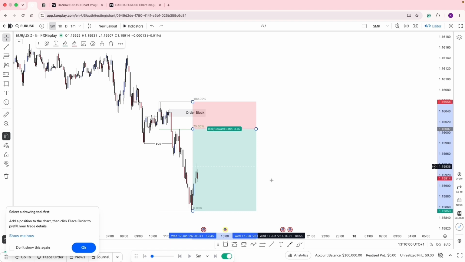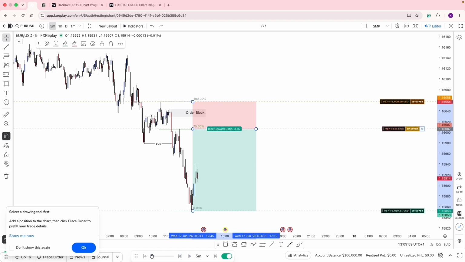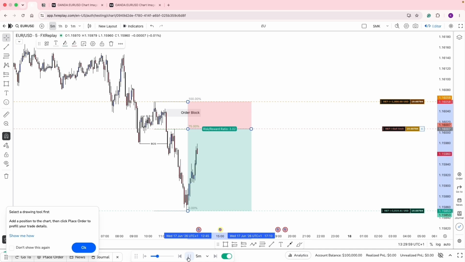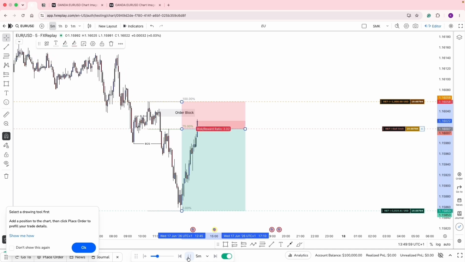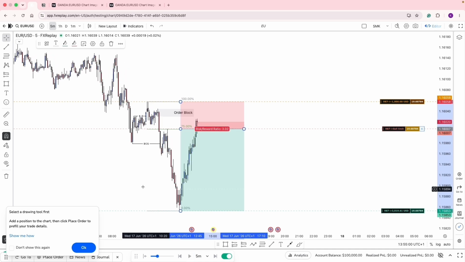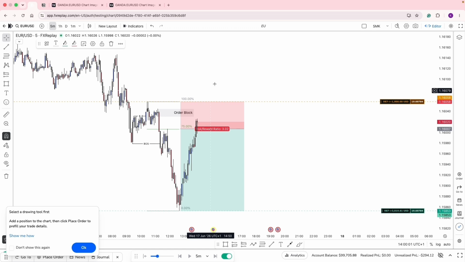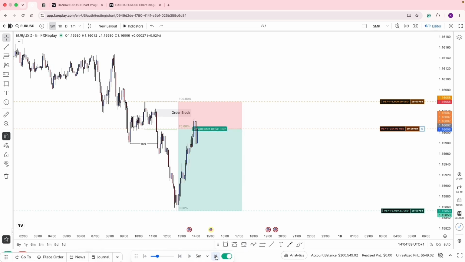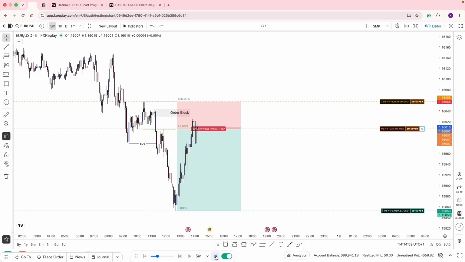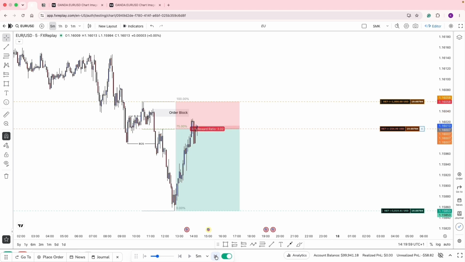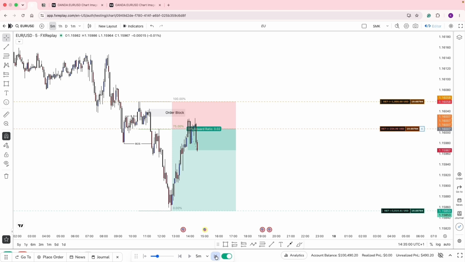So let's play price forward and see what happens. Okay, we've just been tapped in. So you can see price has gone into that 75% zone and it already looks like it's rejecting. Let's play price forward and see what happens. Okay, so we got that big rejection, price comes back. There we go.